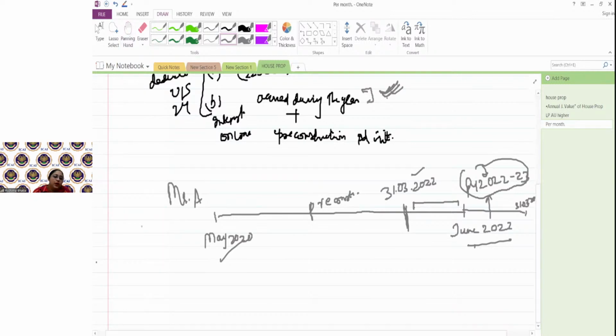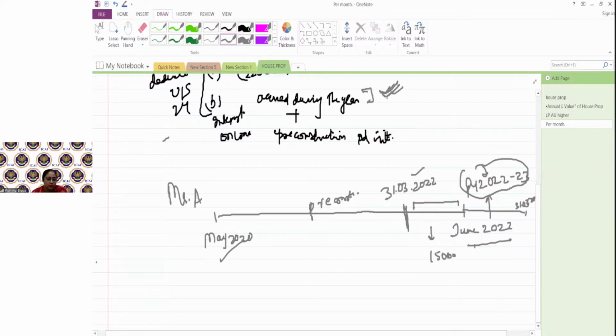Now, pay attention, guys. For the year, you have to tell me what is the pre-construction period, which is May 2020 to 31st March 2022. What is the pre-construction interest? Interest paid between 1st April to June 2022 is 15,000.